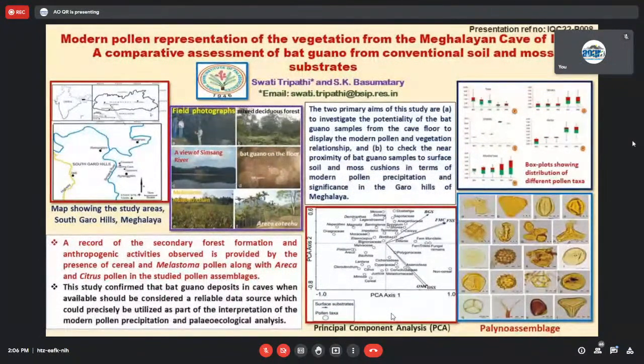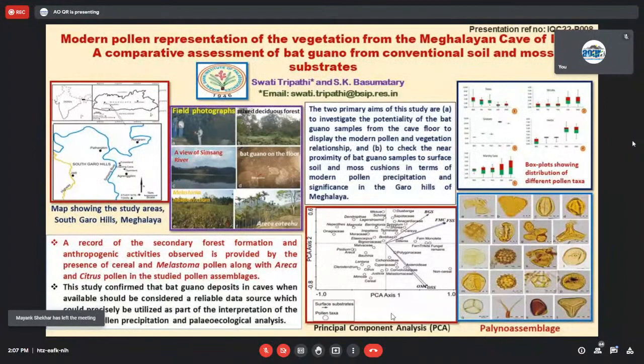As you can see on your screen, there are some statistical results. The PCA analysis shows that the bat guano samples, the BGS, fall near the forest floor samples. The pollen trapped in the bat guano piles is very close to the pollen we retrieve from the forest floor, that is, the surface soil as well as the moss cushion samples. On the right-hand side of the screen, you can see the palynological assemblage. We are getting the typical pollen assemblage of the region, which sometimes we do not get in surface soil. That shows that the bat guano samples are crucial substrates for modern pollen precipitation. You can also go through the field photographs.